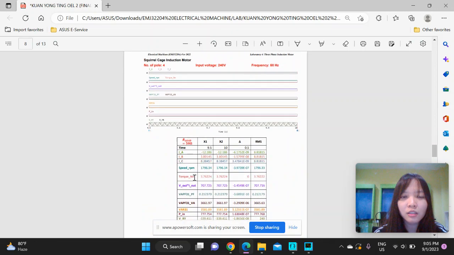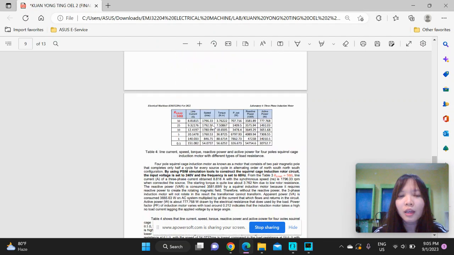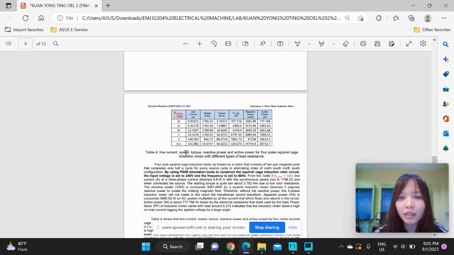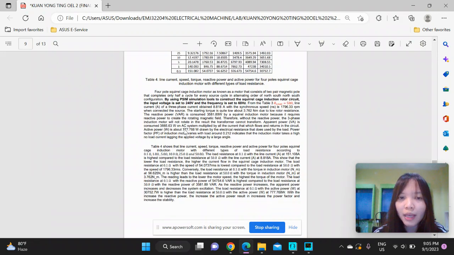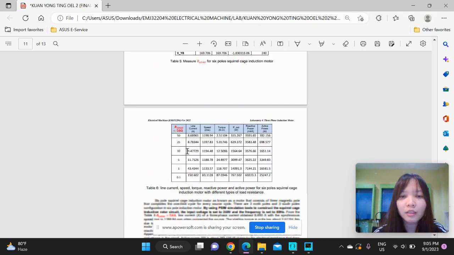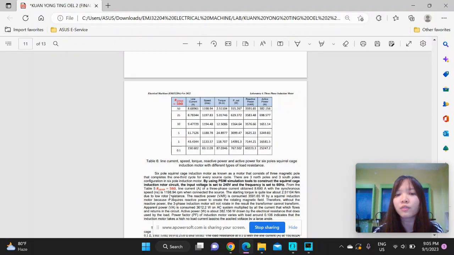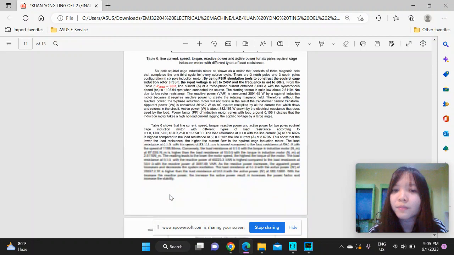And the next one is the squirrel cage induction motor for four pole, exactly the same as the two pole, and the six pole that I have done the same as the two pole and four pole. This one is also for finding the line current, speed, torque, reactive power, and active power for the six-pole squirrel cage induction motor with different values of load resistance.